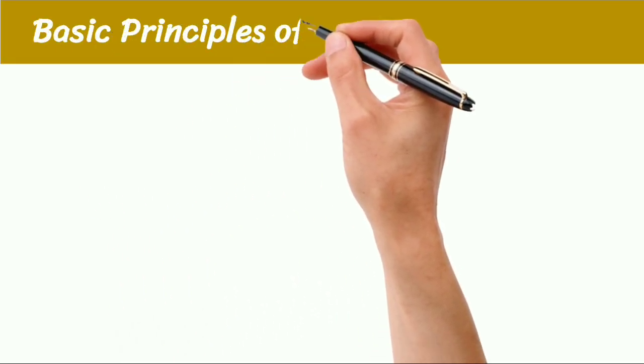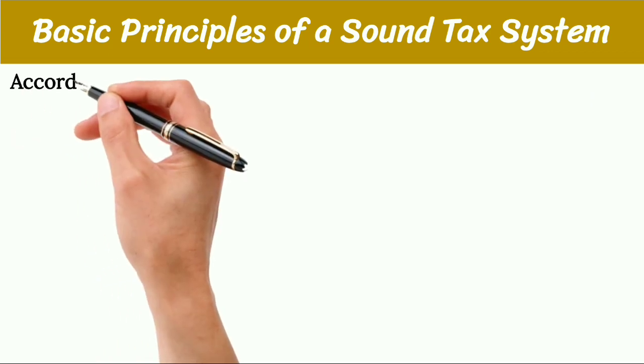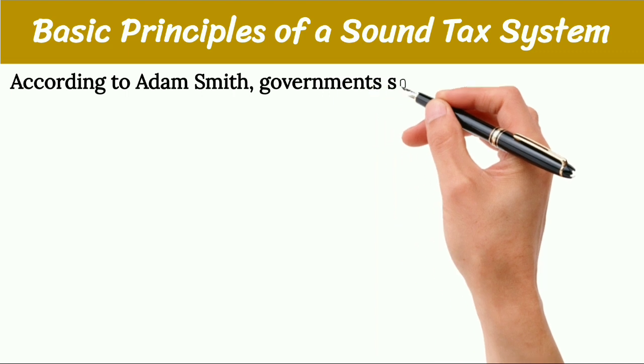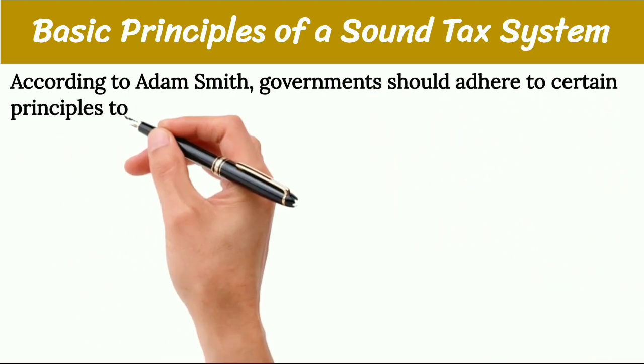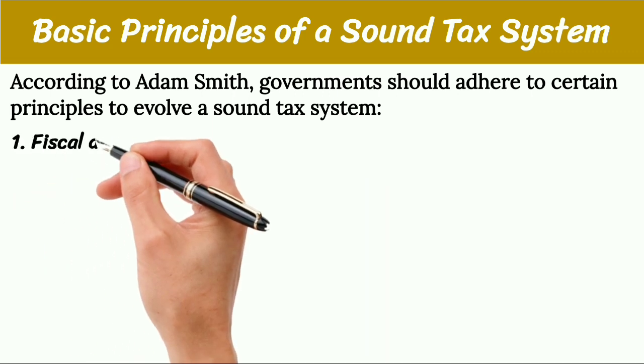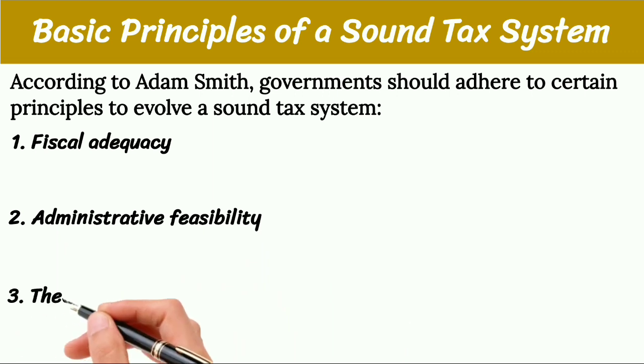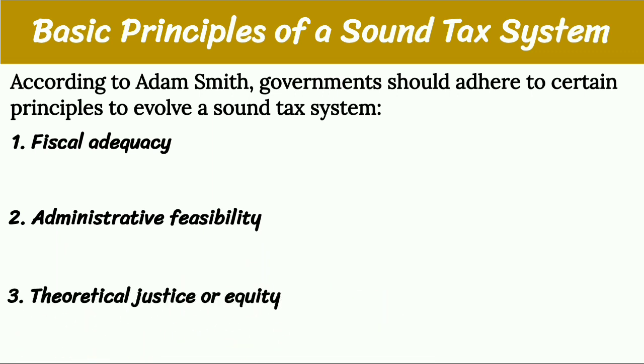Let's begin with the basic principles of a sound tax system. Kapag sinabing sound tax system, ang ibig sabihin niyan ay maayos na tax system. According to Adam Smith, governments should adhere to certain principles to evolve a sound tax system. Meaning to say, ang isang maayos na tax system ay merong tatlong basic principles. And those principles are, first, fiscal adequacy, second, administrative feasibility, and third, theoretical justice or equity.